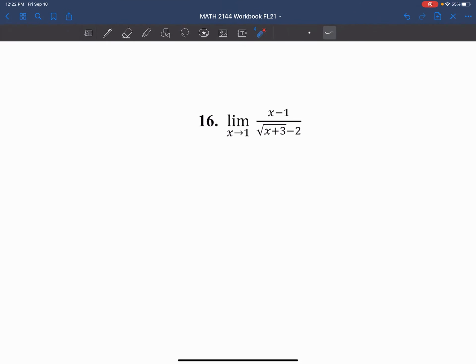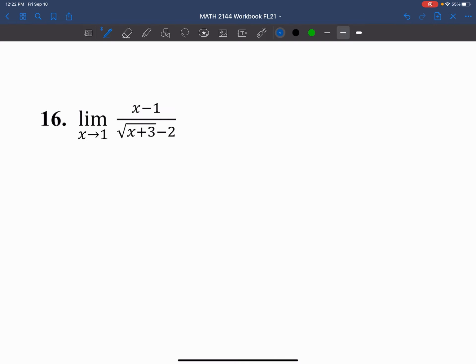Okay, let me go ahead and show the work for this. Does anyone want me to talk through it, or do you want me to just write it really quick? Sure, I'll go and talk through it. All right, so the first thing I'm always going to try is, well, plug it in. So 1 minus 1 over the square root of 1 plus 3 minus 2 is going to be 0 over 0. Unfortunately, it just wasn't that simple on this problem.